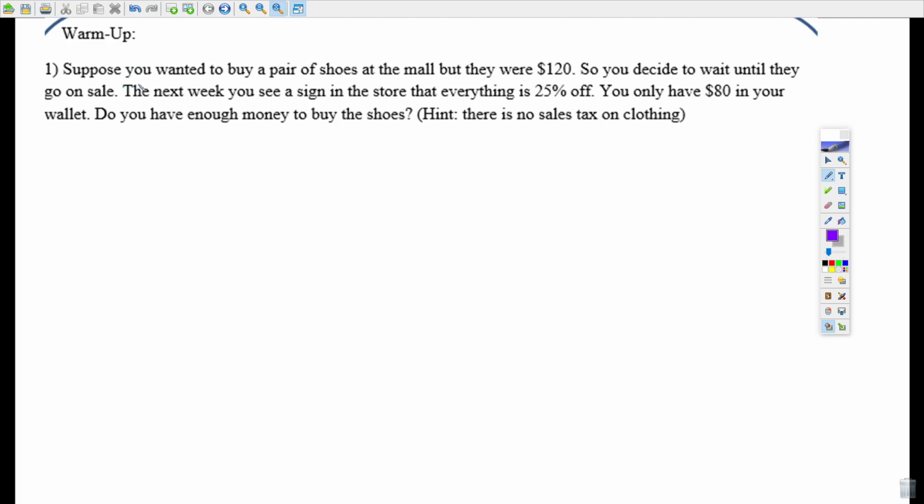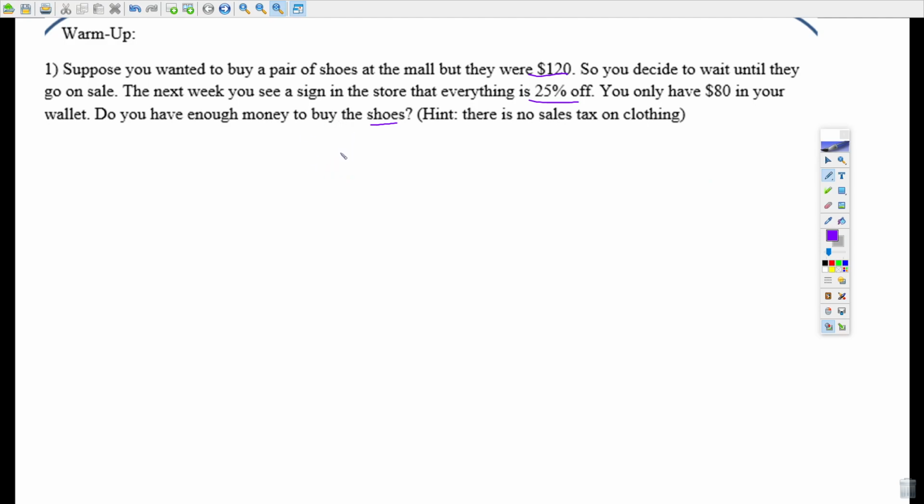Okay, so the warm-up says, suppose you wanted to buy a pair of shoes at the mall, but they were $120. So you decide to wait until they go on sale. The next week you see a sign in the store that everything is 25% off. You only have $80 in your wallet. Do you have enough money to buy the shoes? And then we'll say there's no sales tax.